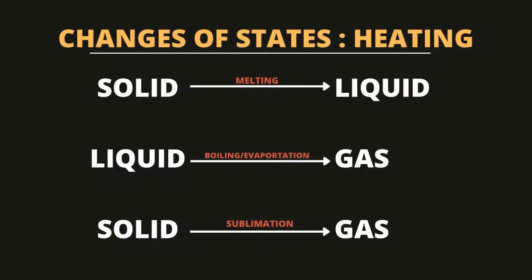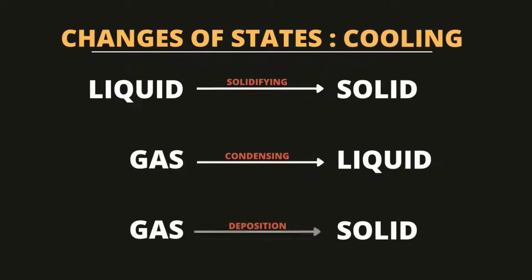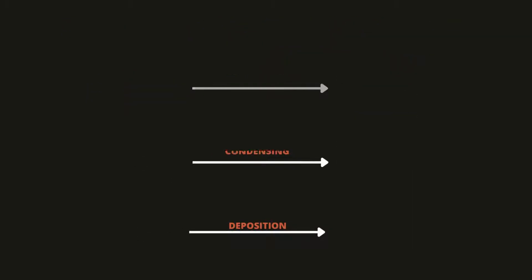In sublimation, a solid skips the stage of converting into a liquid and directly becomes a gas. These types of changes are caused by cooling. In deposition, a gas skips the stage of converting into a liquid and directly becomes a solid.